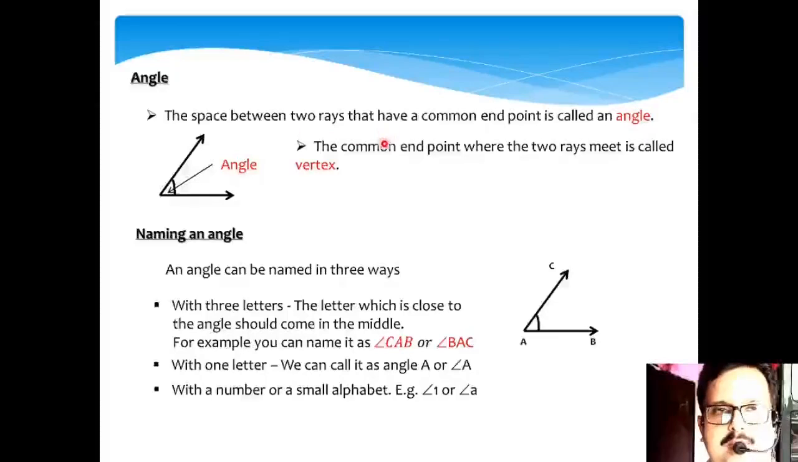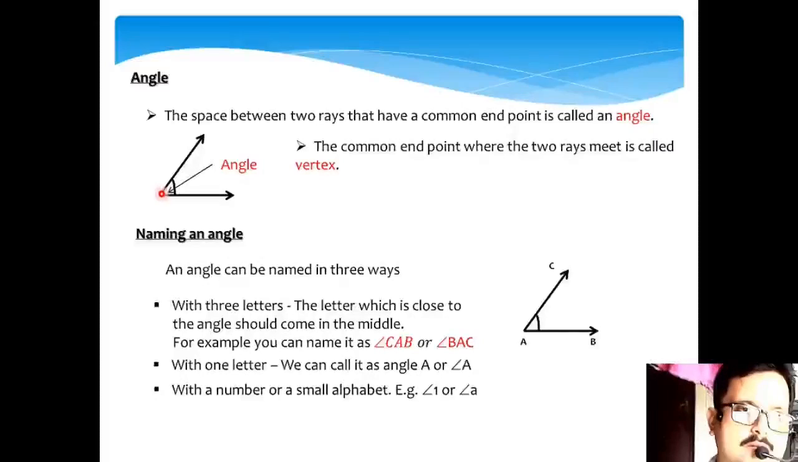The space between two rays that have a common endpoint is called an angle. And the common endpoint here from which these two rays start is known as the vertex. From this vertex we can see two rays are emerging out. Okay, so that is the thing, or the basic thing about an angle.